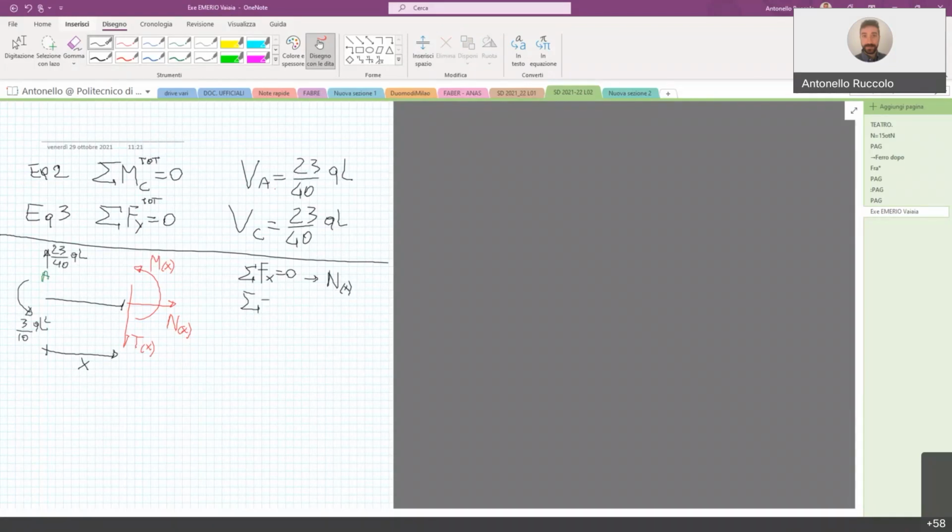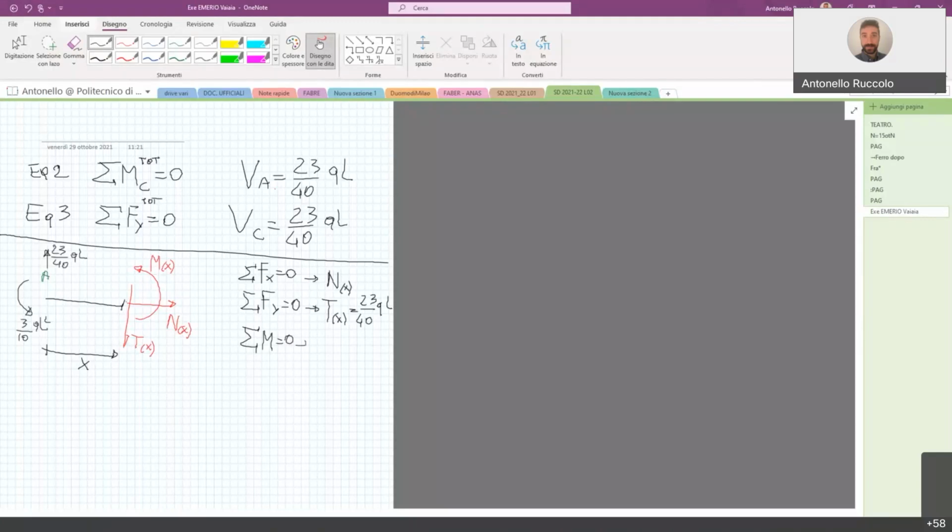Now we have the vertical reactions. And we find out that Tx is equal to 23/40 QL, because we have Tx going downwards minus 23/40 QL. So we have Tx minus 23/40 QL equal to 0. We put 23/40 on the other side of the equation, and this is the result. And then the rotation with respect to the node in which we applied the cut.